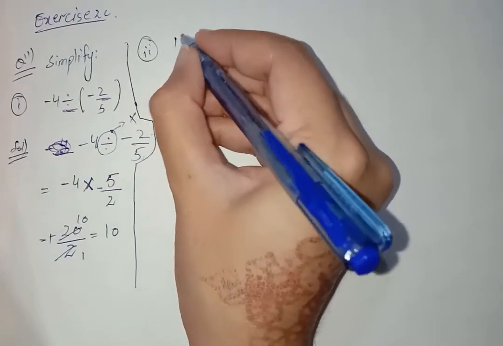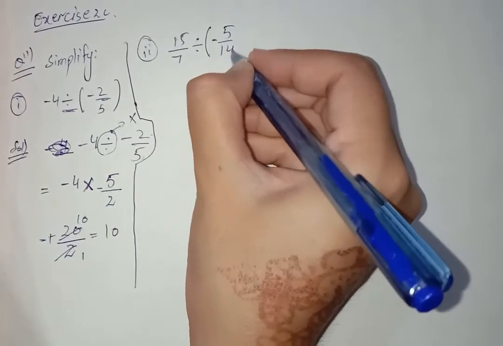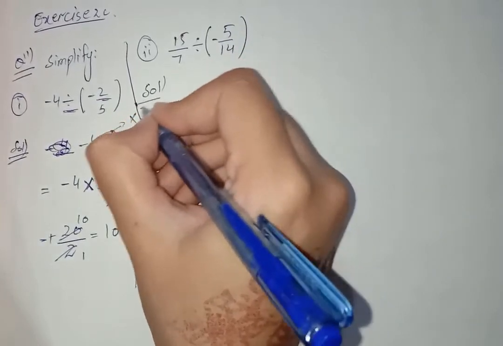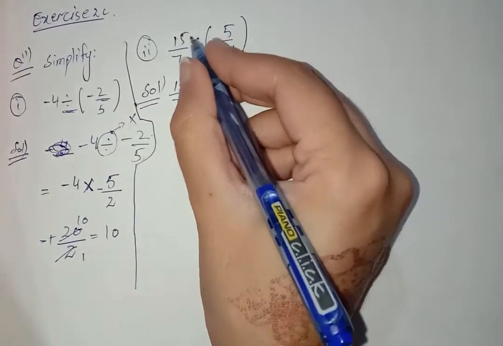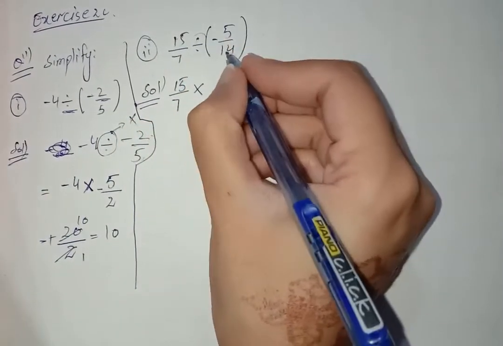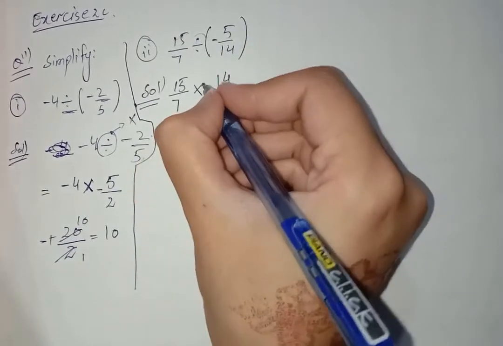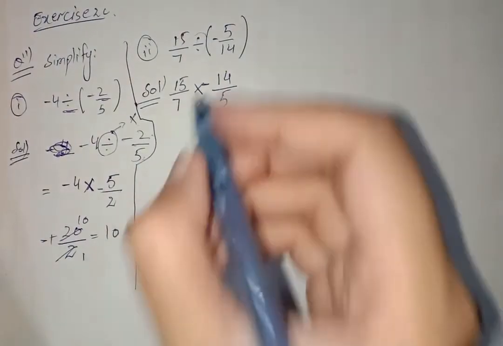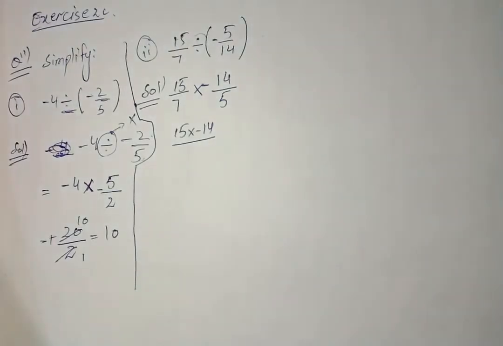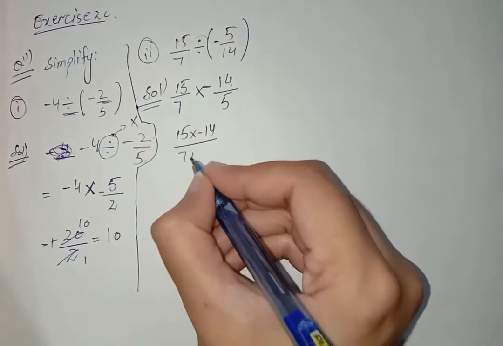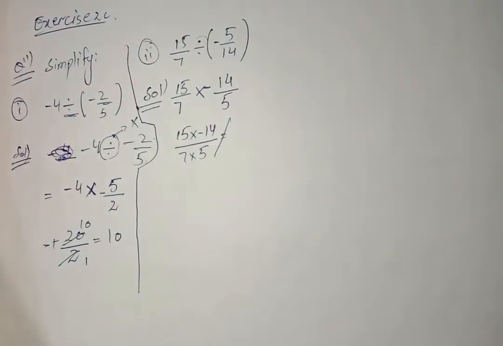which is 15 by 7 divided by minus 5 by 14. As it is 15 by 7, we change the division sign into a multiplication sign, denominator into numerator and numerator into denominator. Now 15 and 14 are multiplied. 15 is multiplied with minus 14 and 7 is multiplied with 5. This is one method to solve this question.